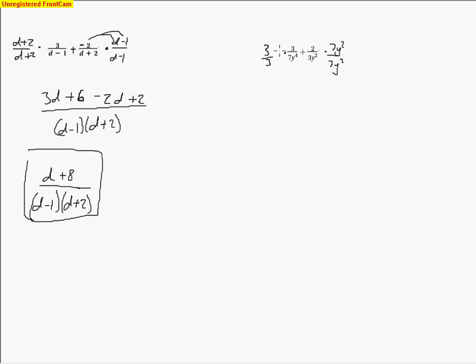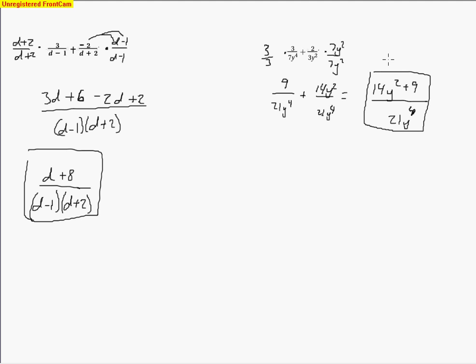And so what I've got left here is 9 over, now go ahead and multiply these numbers together, 21y to the 4th, and then plus 14y squared over 21y to the 4th power. And so I can't combine the 9 and the 14y squared as one number, so I leave them as separate terms. 14y squared plus 9 all over 21y to the 4th power. And that's it. That's as far as I can take the problem. There's no common factors, so we're done there.